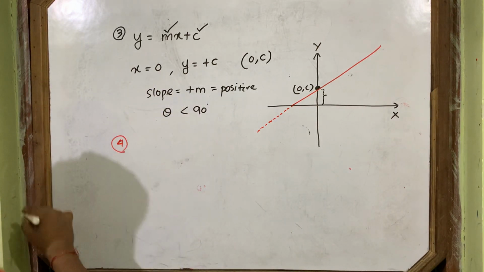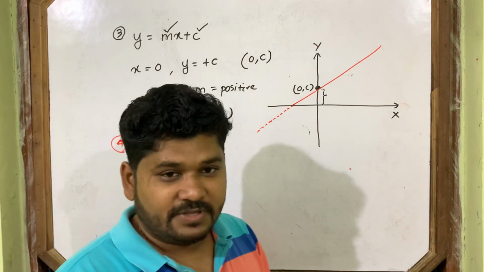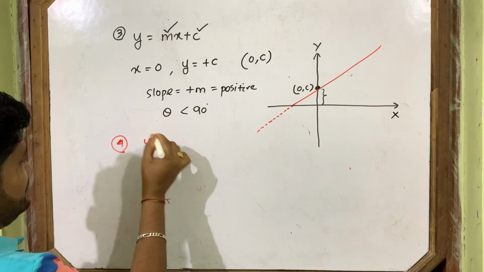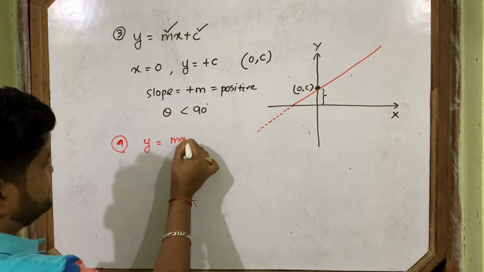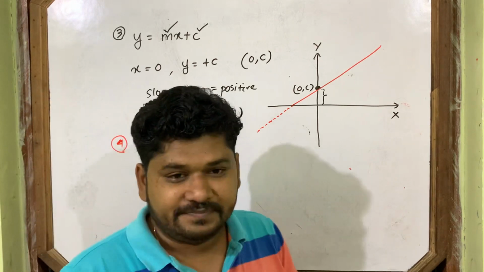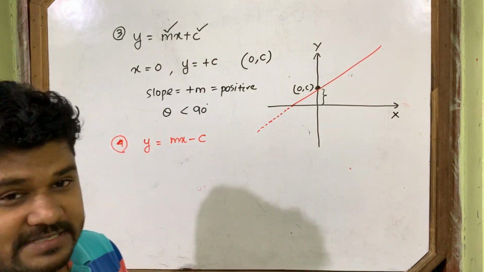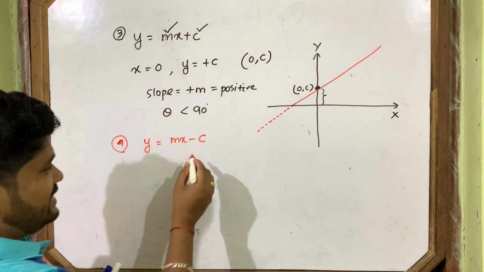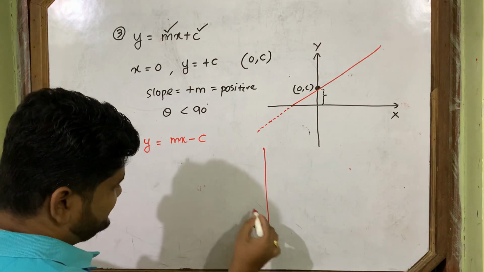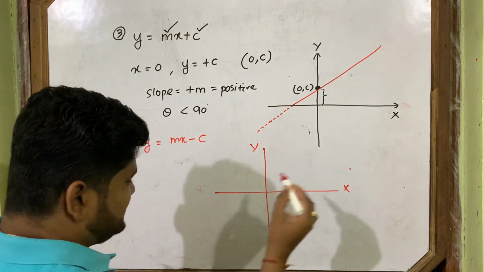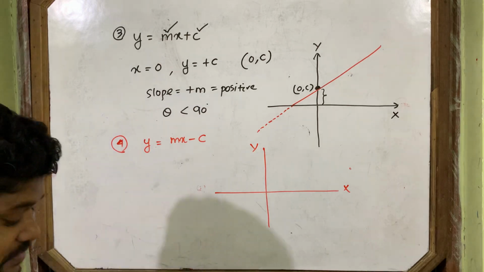Fourth type of graph we'll discuss. Next, come to the fourth type of graph. So what is this graph? Y is equal to mx minus c. How will the graph be? If mx minus c, then the y-intercept is negative. See how the graph will be. This is the y-axis, this is the x-axis. How will the graph be?